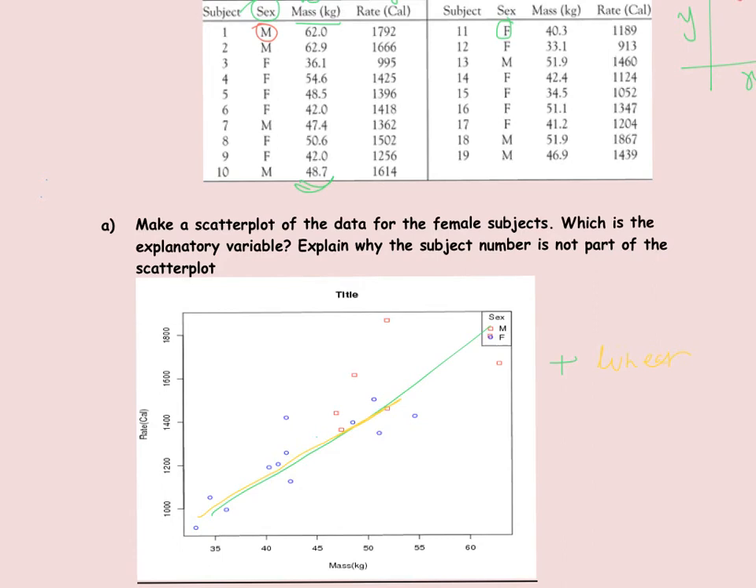So let's look at all the variables represented in this graph. So we have the lean body mass on the x-axis, the calories on the y-axis. We also see the different points, some blue and some red, which indicate the male and female subjects. The only thing missing is the subject number. Now obviously each subject is represented by a point, so the subject number is not really the variable of interest here, so that's why you do not see it on the graph.